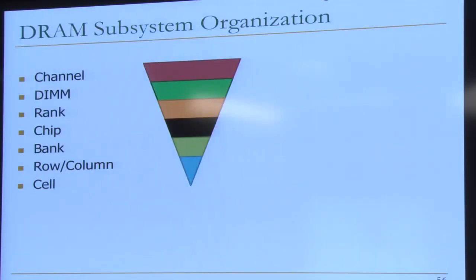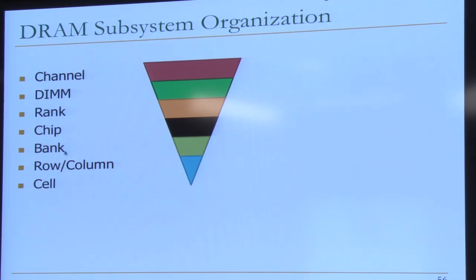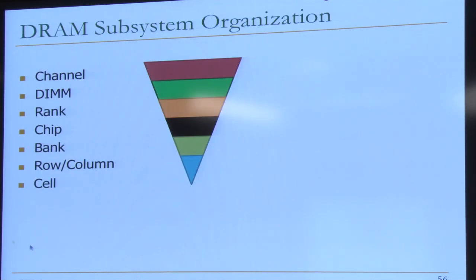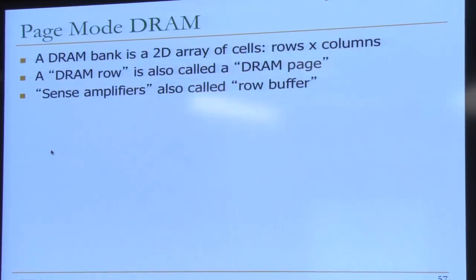OK, so let's go into a little bit more detail. We've kind of given you the basics in terms of what a bank is and what a rank is and what a chip is. But if you think about the DRAM subsystem, you can think about it in two different ways, from the bottom up and from the top down. I'll go from the bottom up first. Basically, we start with a DRAM cell that I showed you earlier. And then you actually have a two-dimensional array, which is rows and columns of cells. And that's what we will use to design a bank, basically. A DRAM bank is a two-dimensional array of cells, as we've discussed before, rows and columns.